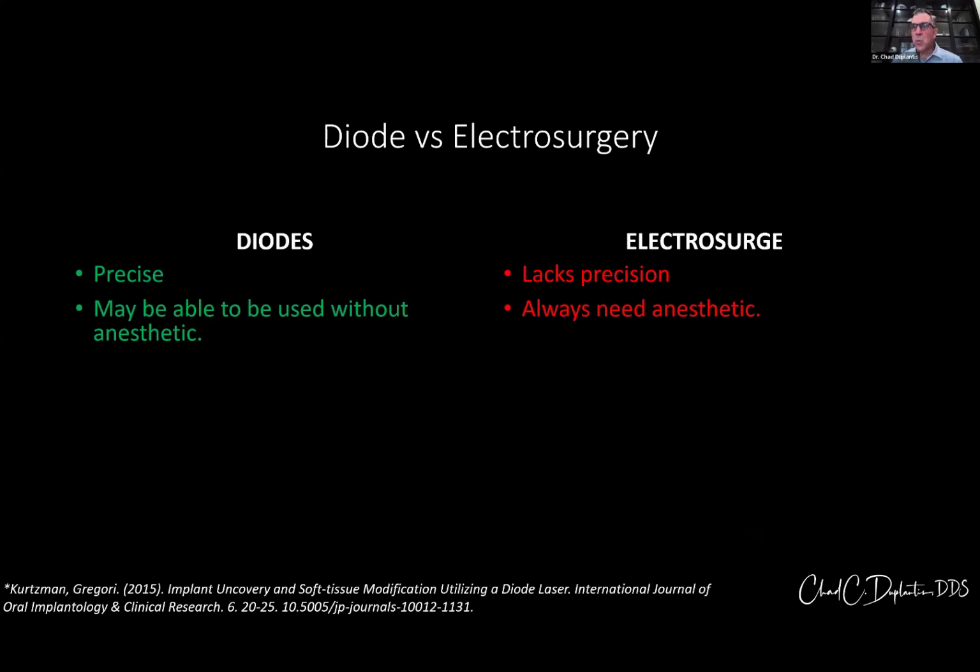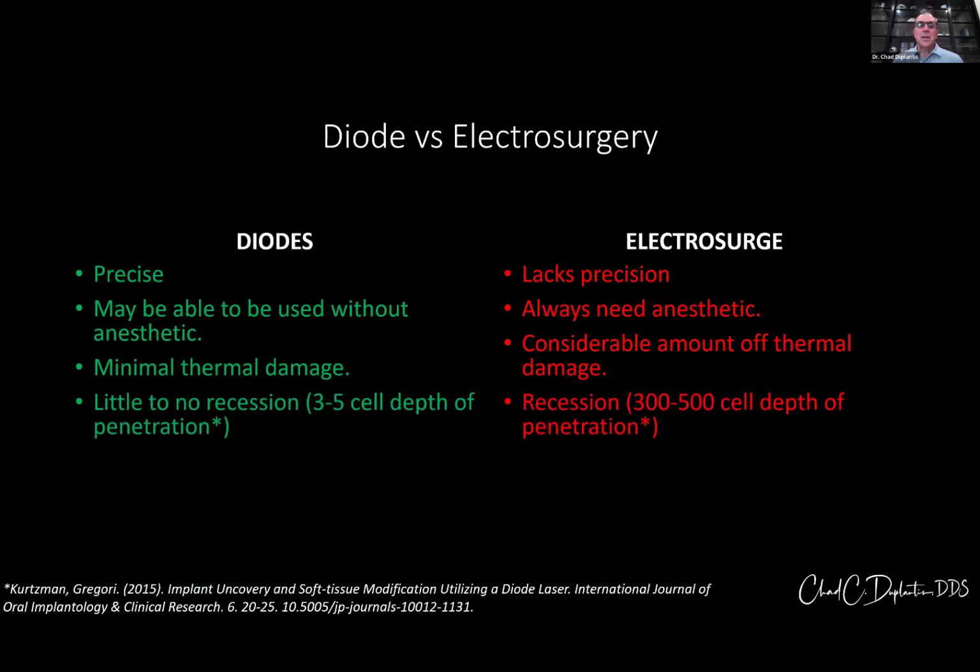Diodes can be used without anesthetic in certain situations, and the electrosurge almost always requires an anesthetic. Diodes have minimal thermal damage, and the electrosurge has a more considerable amount of thermal damage. Now, when we talk about recession, diodes have little to no recession, because their depth of penetration is 3 to 5 cells deep, and the recession is more prominent in an electrosurge because they're more like 300 to 500 cells deep as far as their depth of penetration.